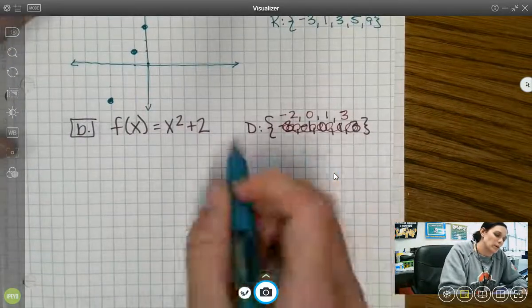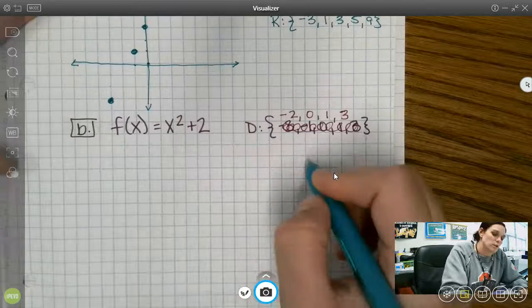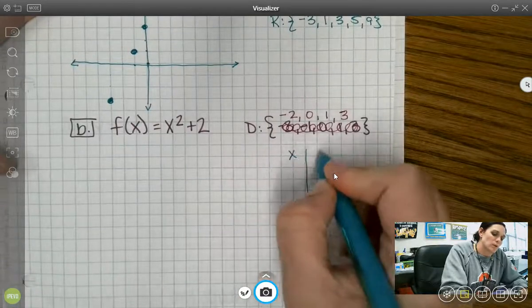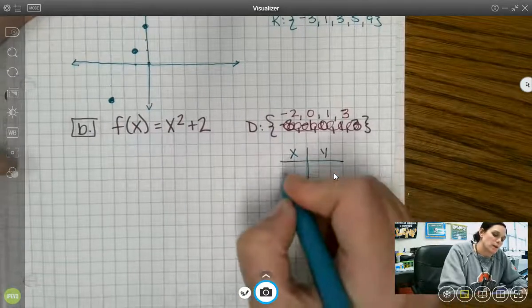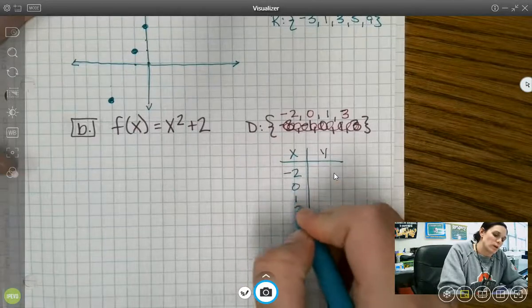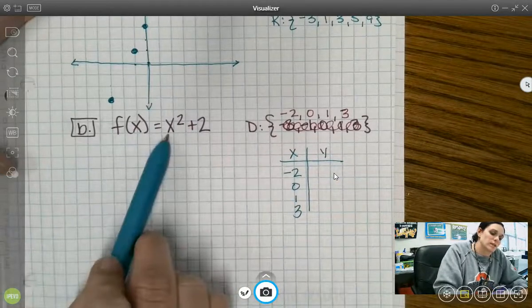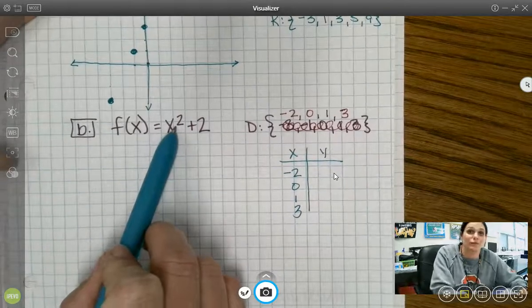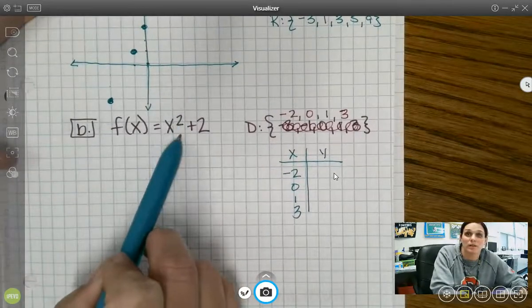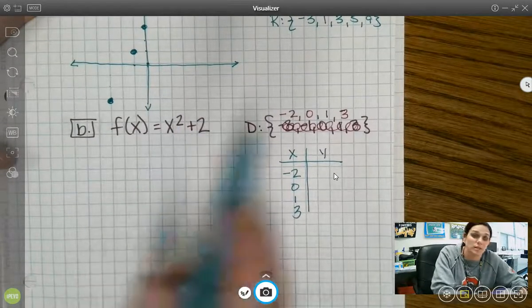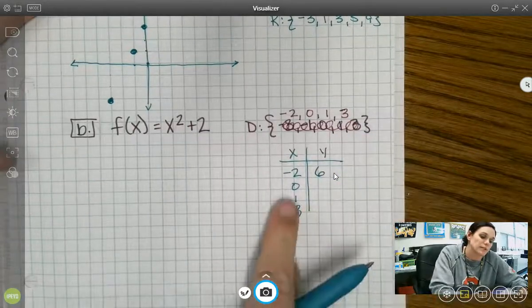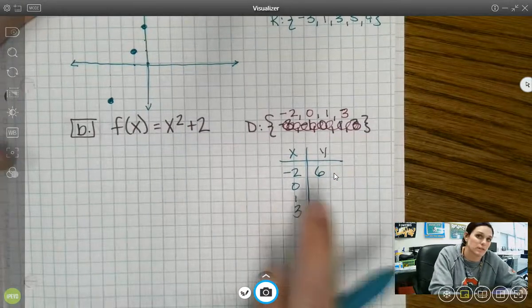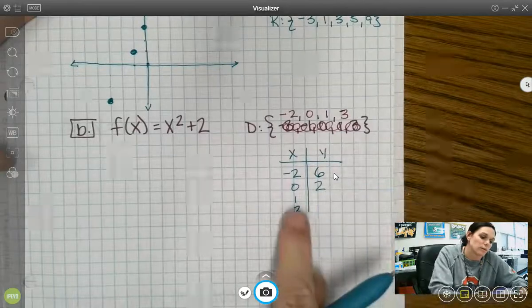All right, so I am already rearranged. So I'm going to make my table, x on one side, y on the other. -2, 0, 1, and 3. So I'm going to plug these in. Notice this says squared, so it's the same number times itself. So -2 times -2 is 4. 4 plus 2 makes 6. 0 times 0 is 0. 0 plus 2 is 2.